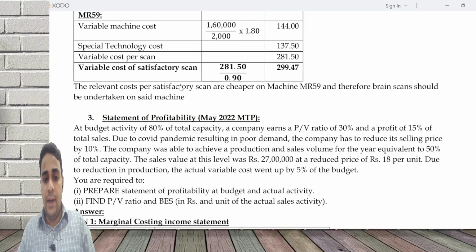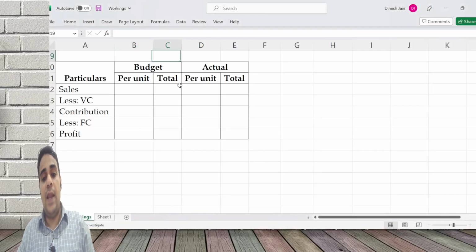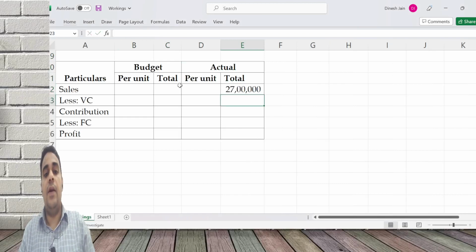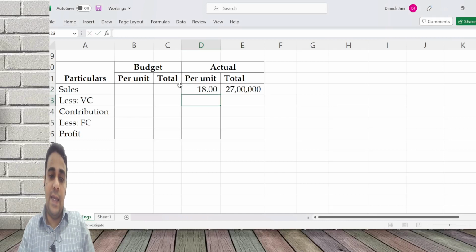They operated at 80% capacity. PV ratio is 30%. I'll use it later because I don't know what the sales is now. Profit is 15%. Due to pandemic, I had to reduce my price by 10%. Company was able to achieve a production and sales volume which is 50%. Budget is 80, actual 50. At this level, sales value is 27 lakh. Selling price is 18.